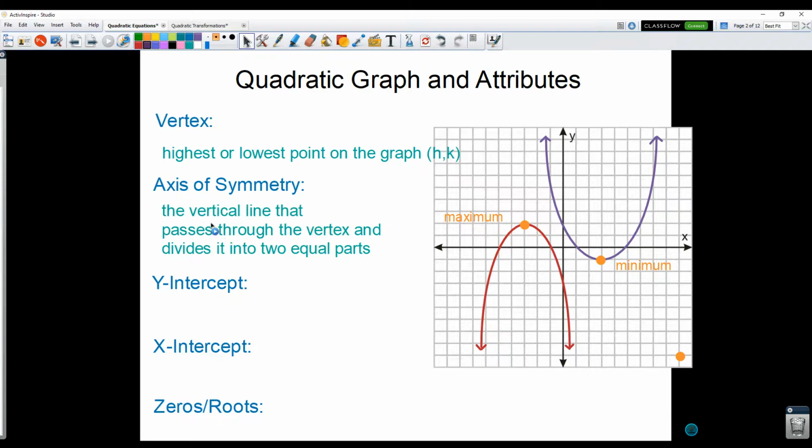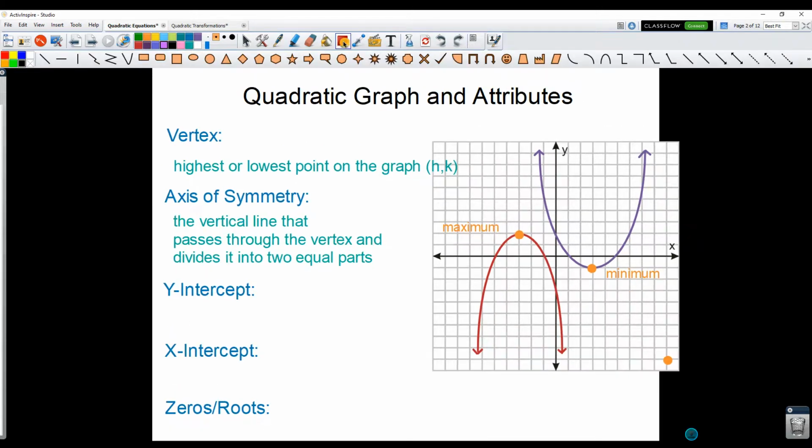Okay, the next thing to talk about is your axis of symmetry. Now, the axis of symmetry is actually a vertical line that passes through the vertex and breaks the parabola into two equal parts. So I'm going to draw the axis of symmetry on the purple one. As you can see, it's always going to be shown as a dotted line. It's just the vertical line that goes through and breaks this parabola into two equal parts. Here's where the axis of symmetry for the red parabola would be located.